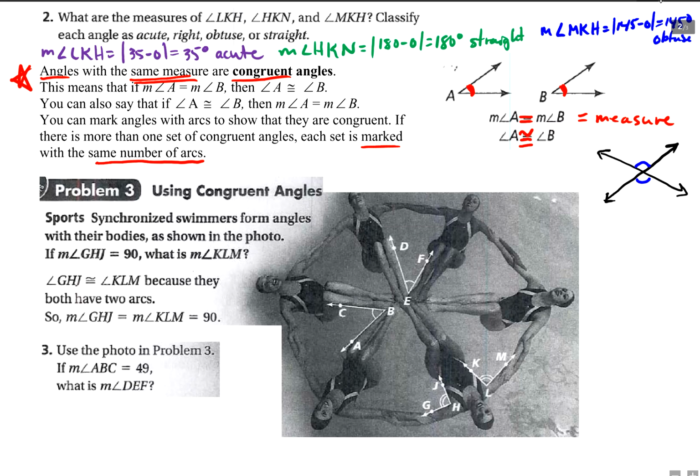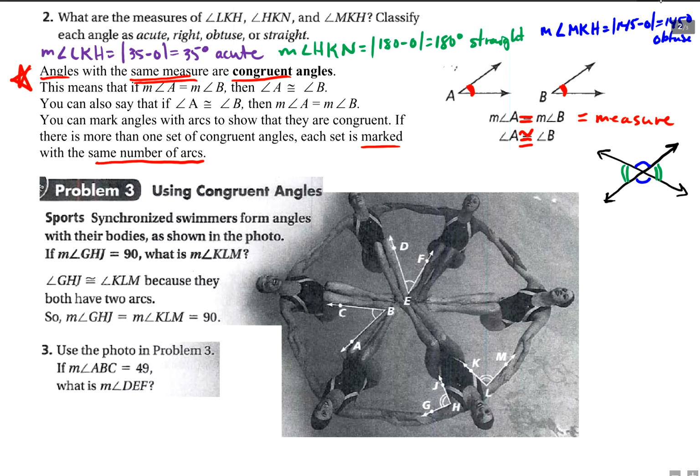These angles are congruent, and these angles are congruent, but blue and green are not congruent to each other. So my blue angles are congruent, my green angles are congruent. Notice how I used different numbers of arcs. Just like when we do segments, we use different numbers of tick marks. Let's do a problem using this.